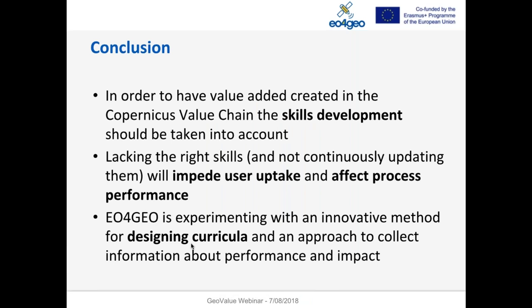So the conclusion so far is that in order to have value added created in the Copernicus value chain, we deem it necessary to focus also on skills development. Currently, there is really a lack of the right skills to support that development of added value in this value chain, and that might impede user uptake and is impeding user uptake, and it might also affect process performance.